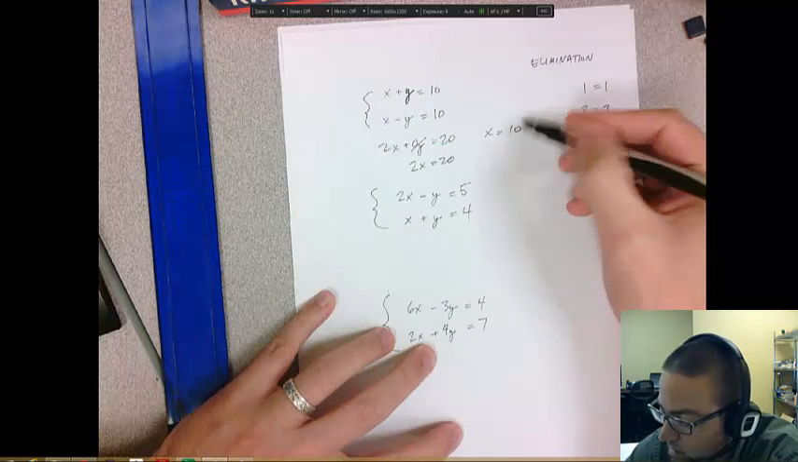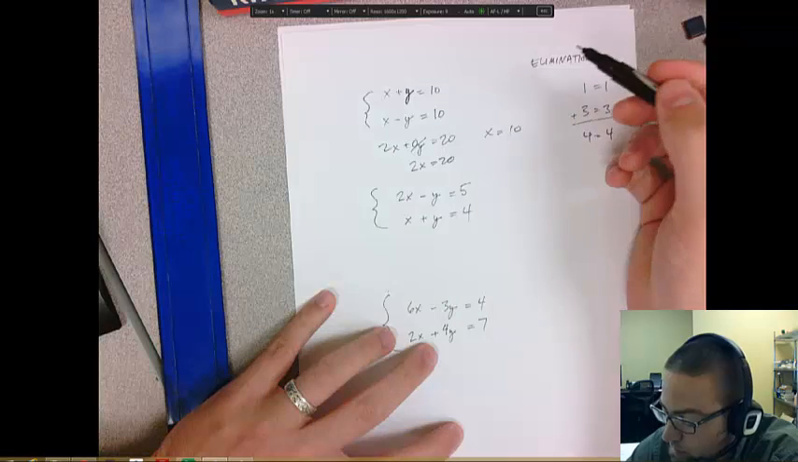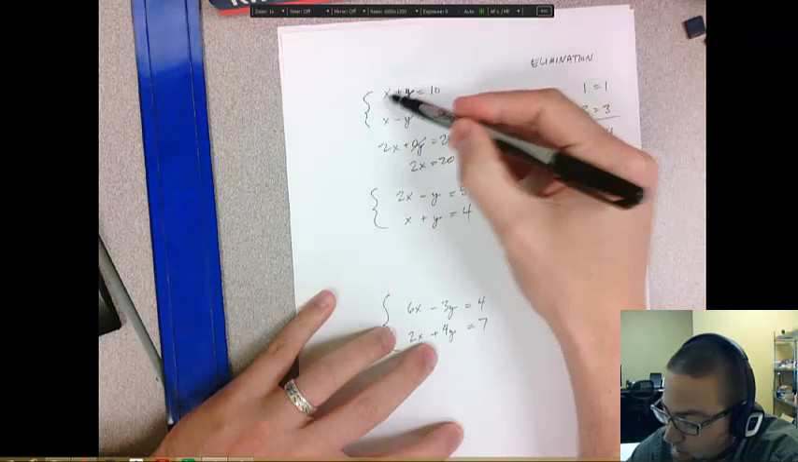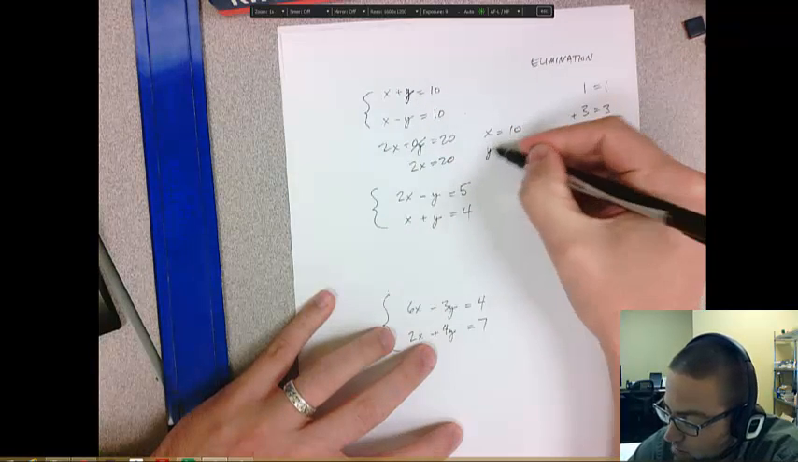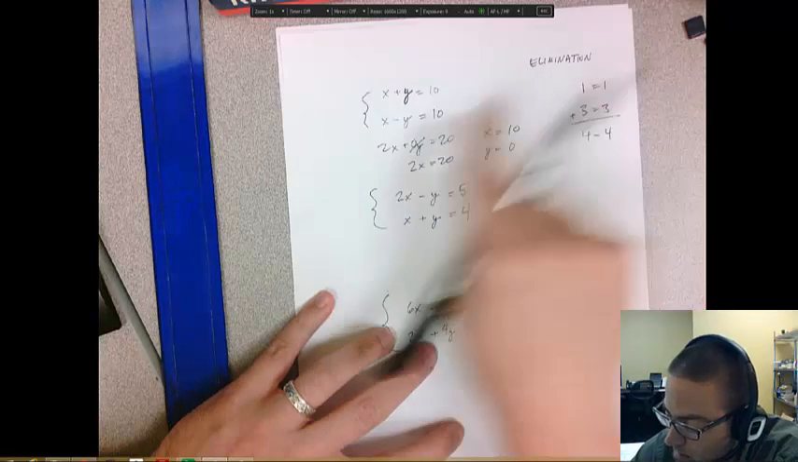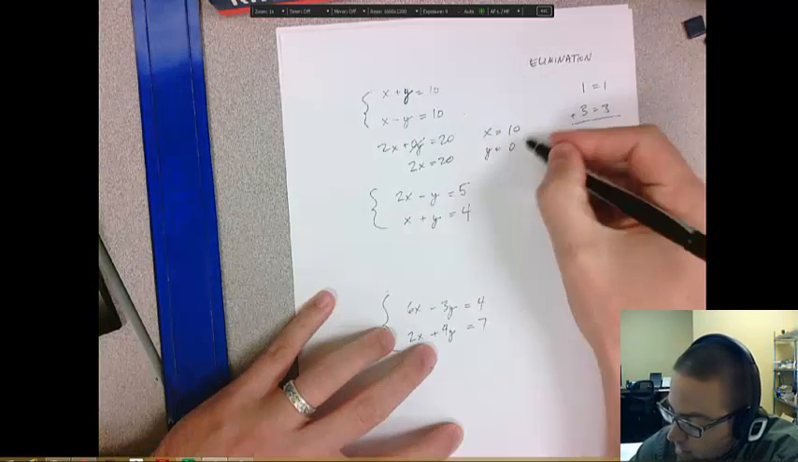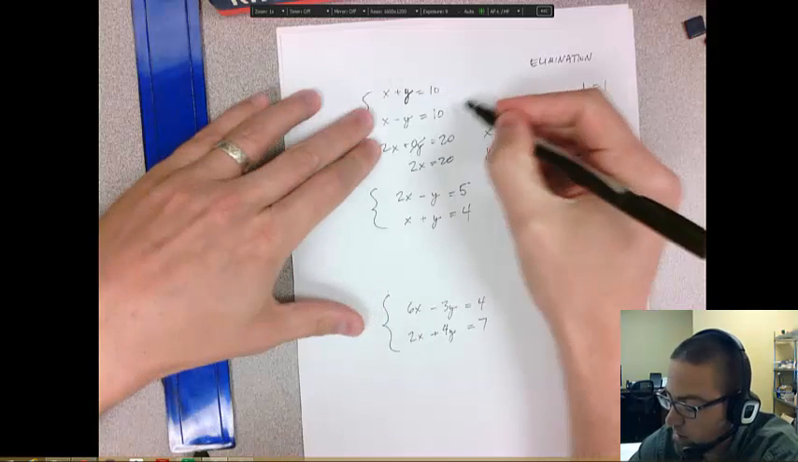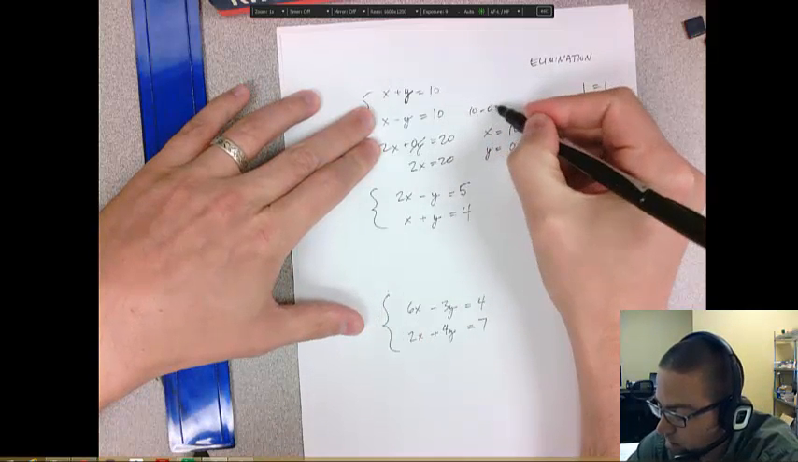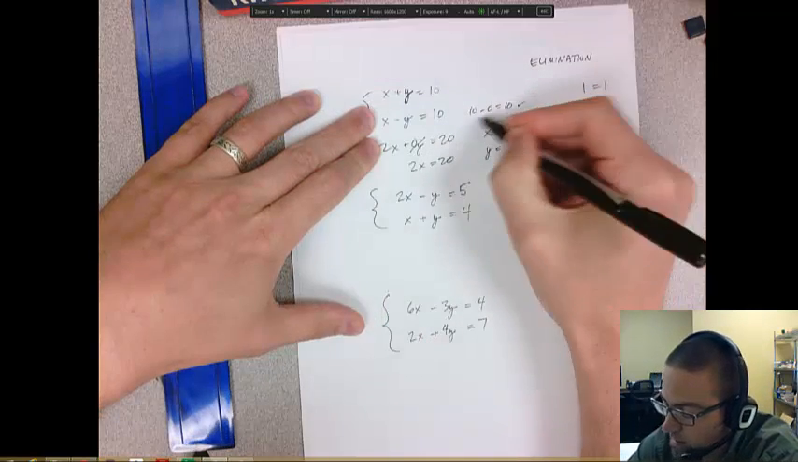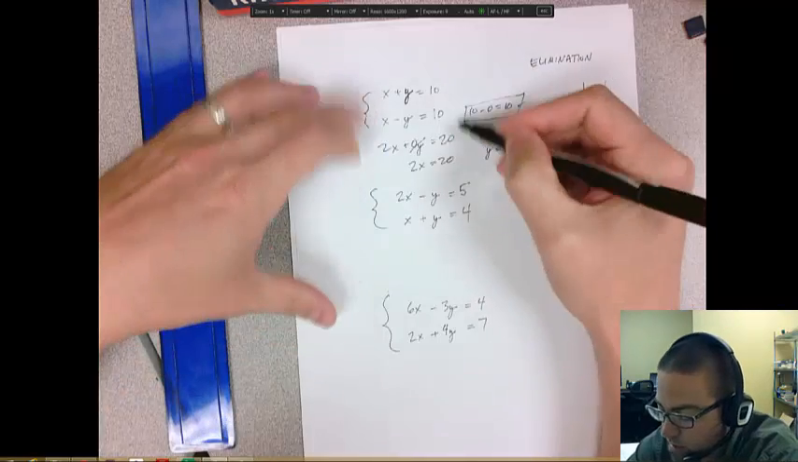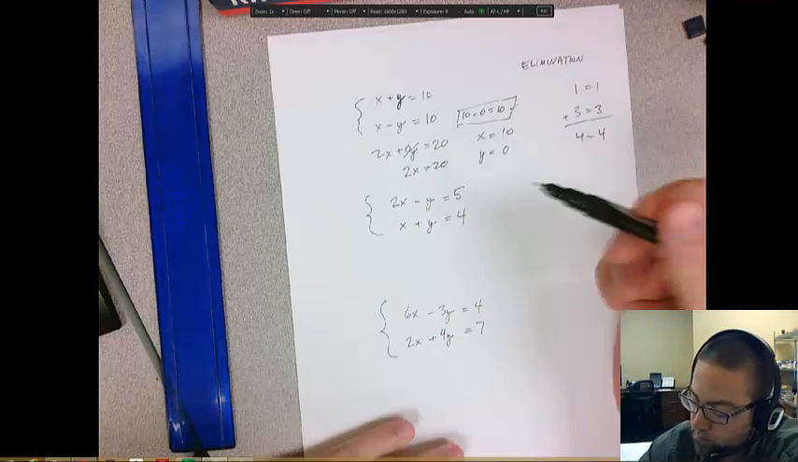Okay, so then I can substitute that back into either equation and find out what y is. So 10 plus something equals 10. I think my y value has to be 0, right? So then I could check my answer by plugging it into the second one. 10 minus 0, is it equal to 10? Yeah, that's a good check, is that if you check it, it makes it true for both equations.